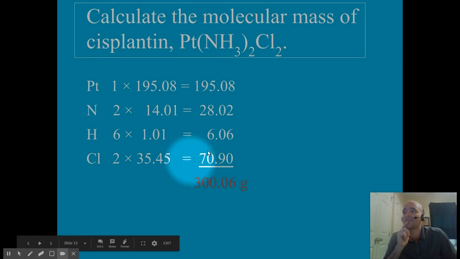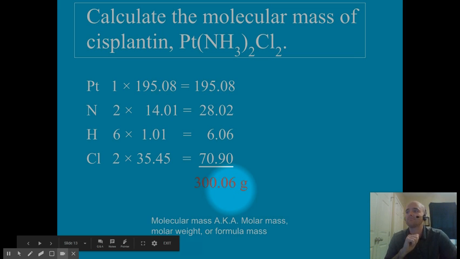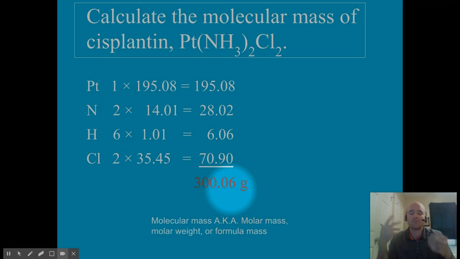Notice that here are significant figures. Because we're adding here, we're going to go by the number of decimal places, not 3 sig figs like you would do with multiplication. You need to keep the same number of decimal places. Remember, the molecular mass is also known as molar mass, molecular weight, and formula mass.